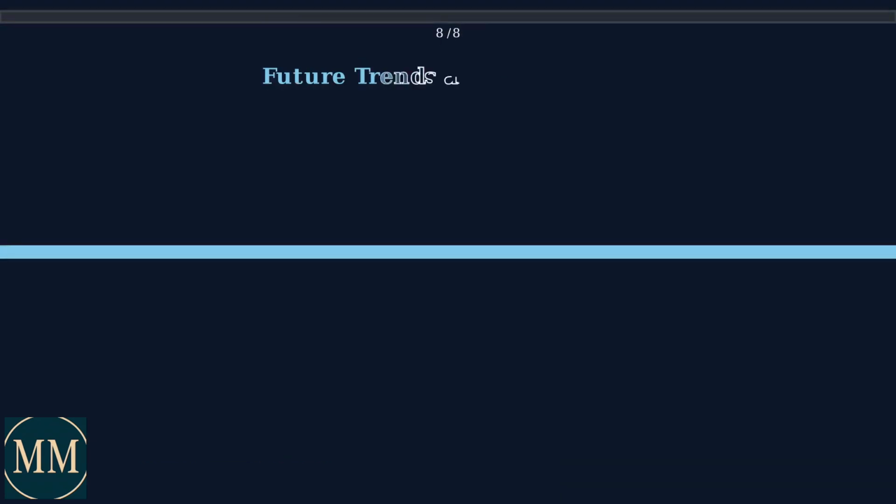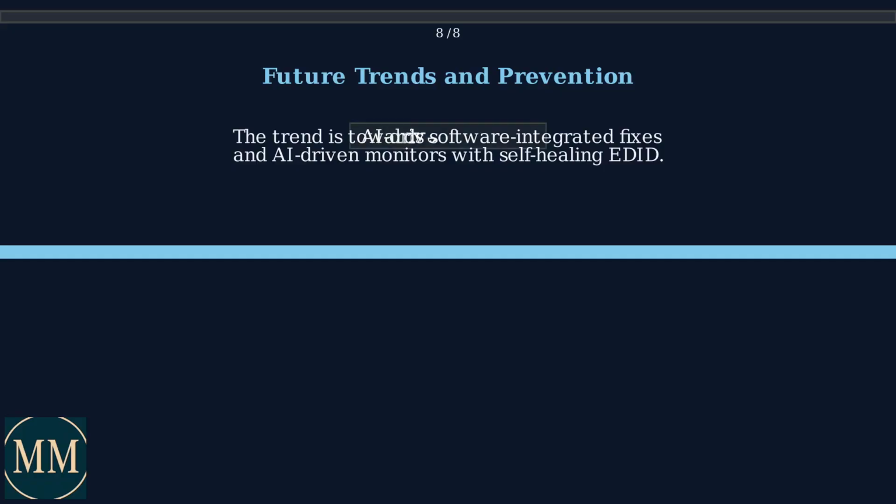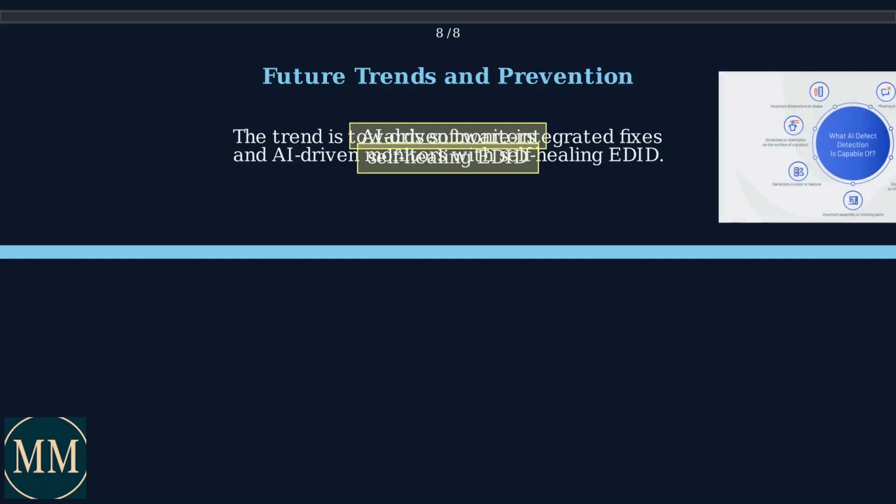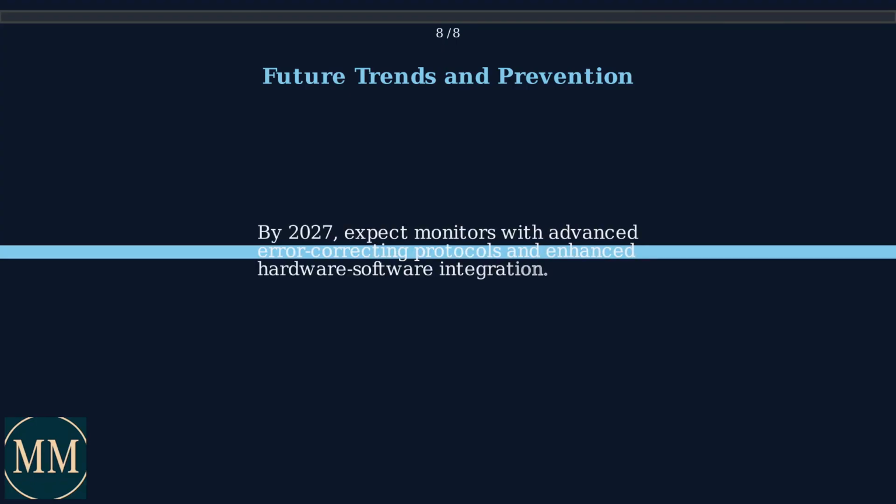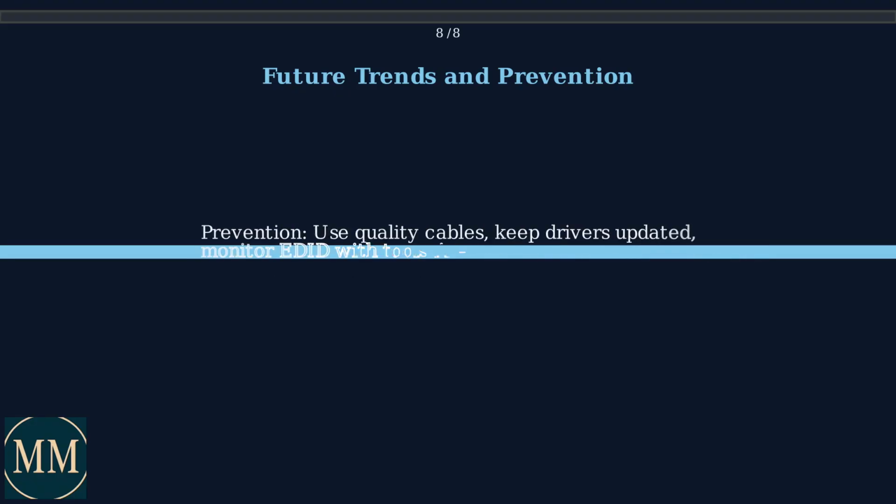Looking ahead, the trend is towards software-integrated fixes and AI-driven monitors with self-healing EDID capabilities. By 2027, expect more monitors featuring advanced error-correcting protocols and enhanced hardware-software integration. For prevention, use quality cables, keep drivers updated, monitor EDID early with tools like HWinfo, and perform regular firmware updates.